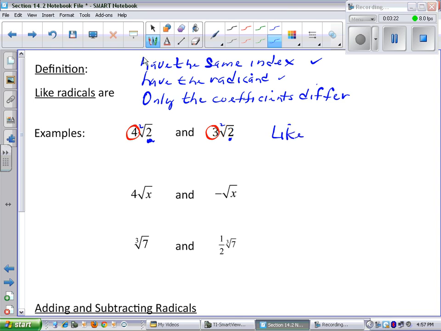Let's look at the next group. They're both square roots, so they have the same index. They have the same radicand, same number under the radical. The coefficient of this one is the 4. The coefficient of the second one is the -1. So the coefficients do differ. These are like radicals. These are both cube roots. They have the same index. They both have the square root of 7. This is a 1 and this is a 1/2. These are like radicals as well.